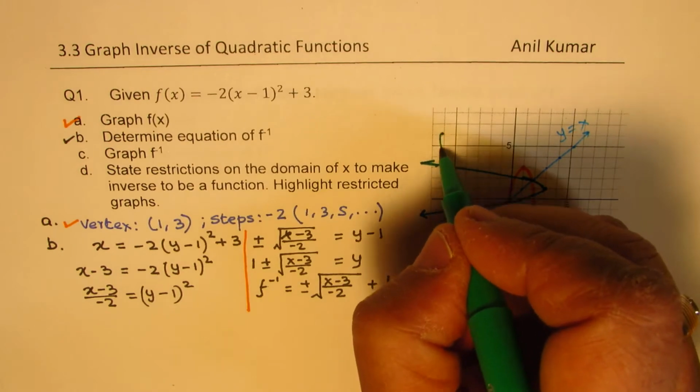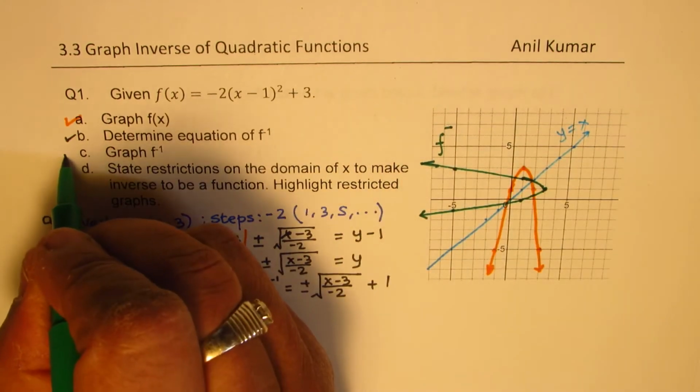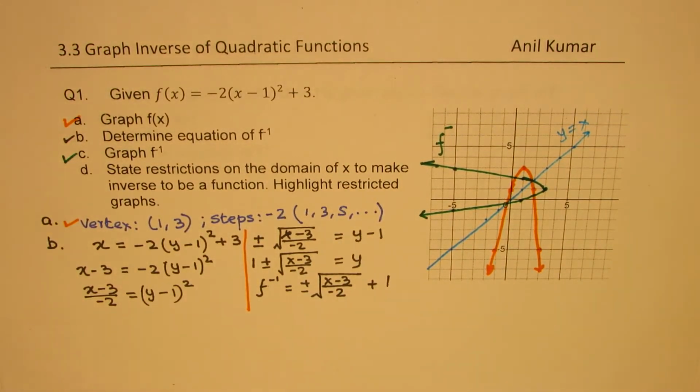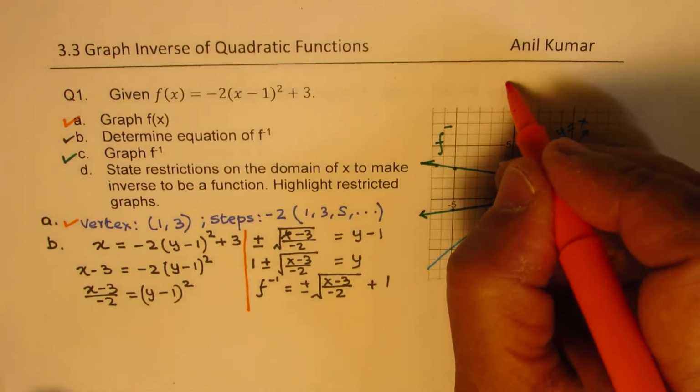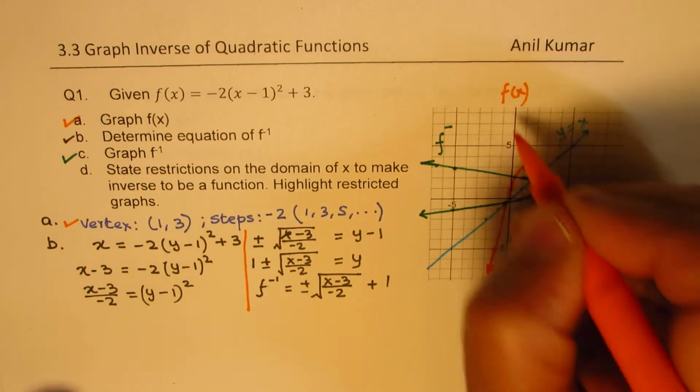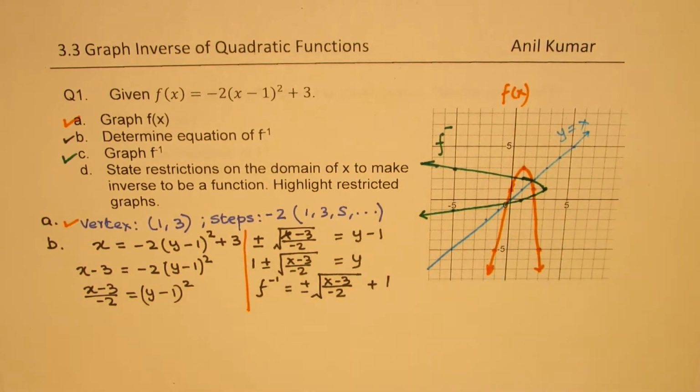So that becomes the inverse. So you see how we have sketched the inverse of the function without even calculating any point. We also sketched the parabola without calculating points, just from the characteristics. That's the beauty of this. Do you get the idea, right?